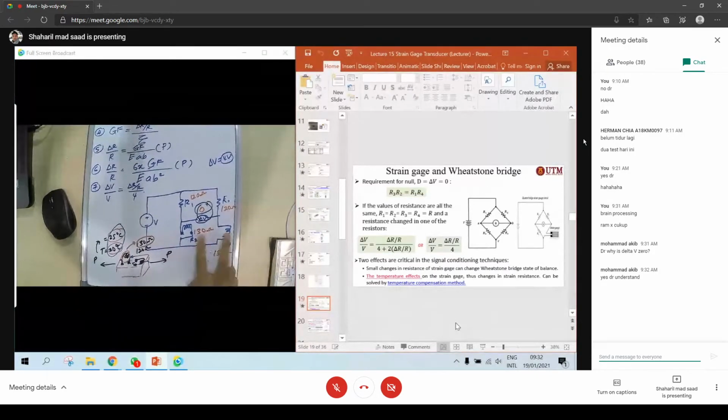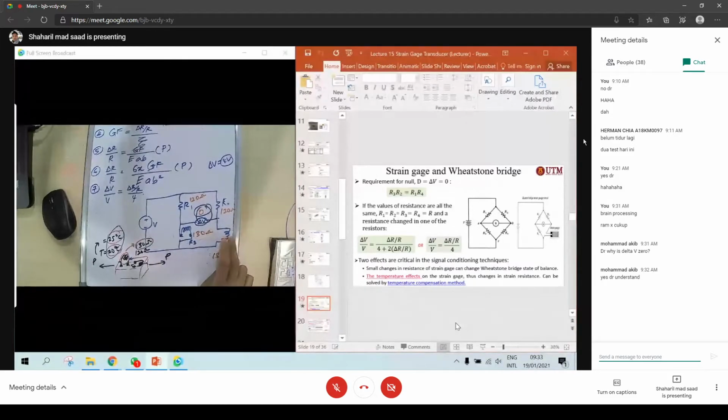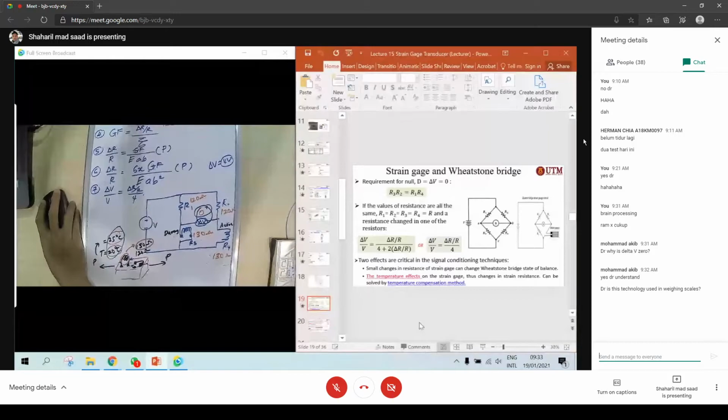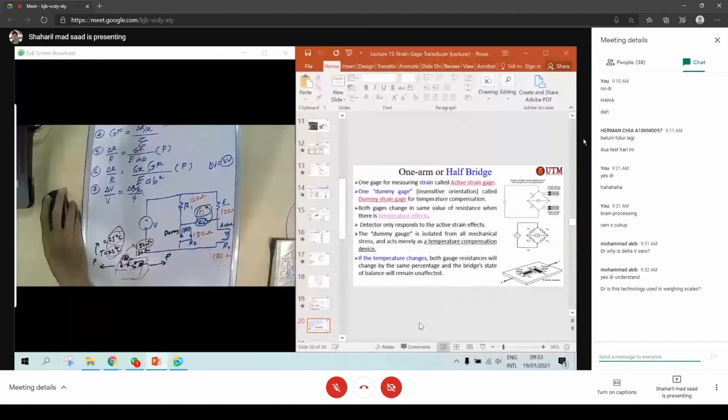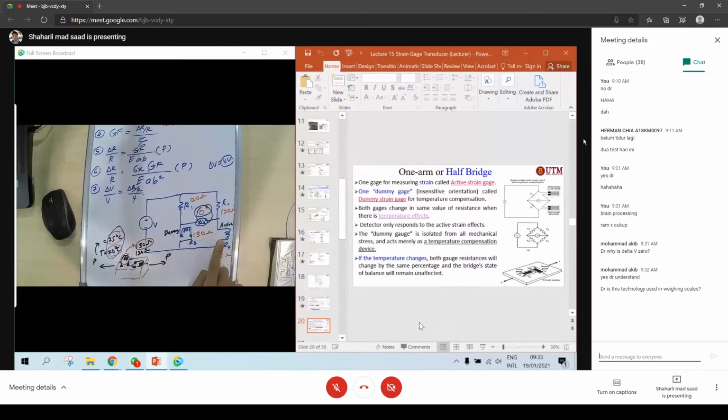Okay. So if you look at this one, you only have two strain gauges. If you apply your force like this, this one we call active, and this one we call dummy. The dummy strain gauge is used to counter the temperature. This technology is used in the weight scale, with the load cell and also the bending load cell. When only one strain gauge is active, we call it the half bridge.